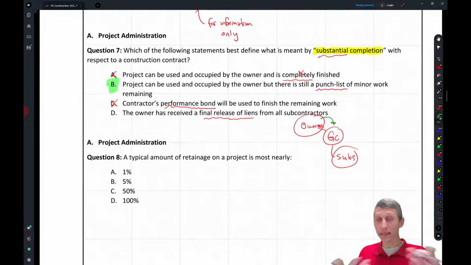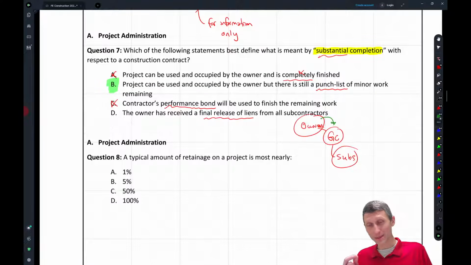The sub can put a lien on the owner's building and say, hey, I never got paid for the work. I did all this work. I never got paid by the general contractor. So what the owner typically will require is a release of lien saying, hey, GC, not only did you get paid, all your subs got paid, everybody's happy, and then they'll release the final payment, right? And maybe the release of liens is contingent on a certain amount of retainage, which is in the next question here.